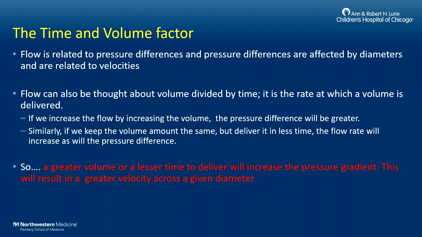And then flow can also be thought about as volume divided by time. It's the rate at which a volume is delivered. So if we increase the flow by increasing the volume, the pressure difference across a narrowed segment will be greater. Similarly, if we keep the volume the same but delivered in less time, the flow rate will also have to increase, as will the pressure difference. So greater volume or lesser time to deliver flow across a narrowed area will increase the pressure gradient. This will result in a greater velocity across a given diameter.